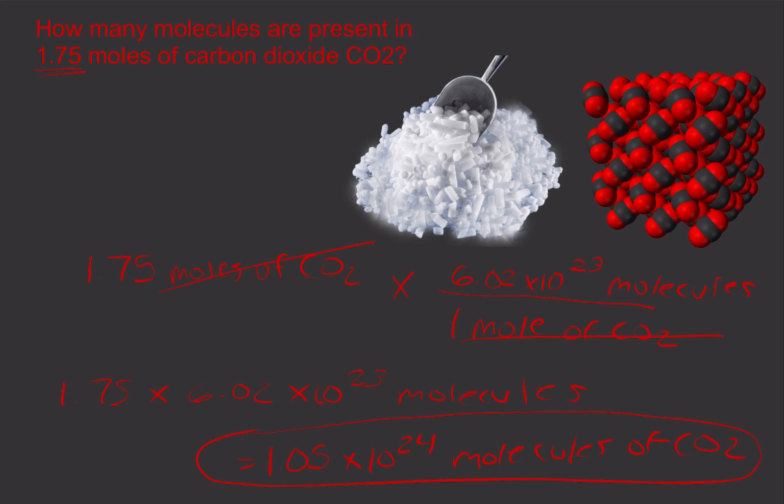So again, we have our given amount that was given in the problem. We then multiply by what we want. And we know that 1 mole of CO2 is 6.02 times 10 to the 23rd molecules. Then at the bottom, what we have, 1 mole of CO2. These cancel out, and all we're left with is the 1.75 times the 6.02 times 10 to the 23rd. And we have our answer right there.